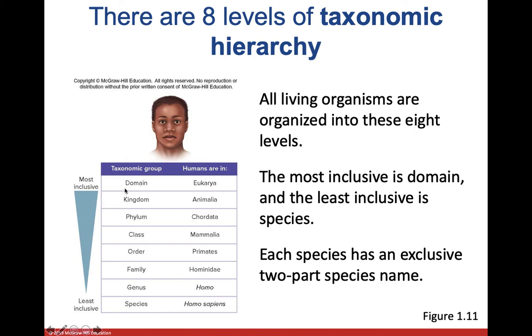So the farther up you go, the most inclusive you get, it has more stuff with it. And the farther down you go, the less inclusive you get, until you get to one individual species, up from a bunch of different species. So the more in common different organisms share with this classification scheme, the more closely related you are to that particular organism.